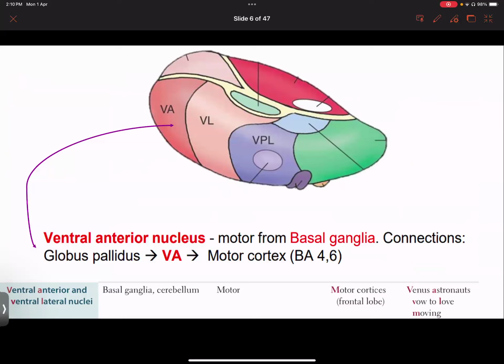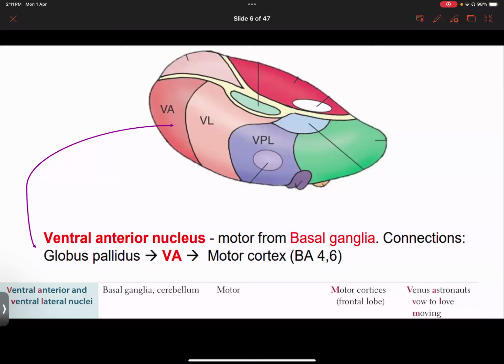Okay. So our first one is the ventral anterior nucleus. Okay. The ventral anterior nucleus is just the most anterior one. Okay. And it has to do with movement, motor movement. Tamam. But specifically, not what kind of motor movement, but rather where do these motor fibers come from? They usually come from the basal ganglia.